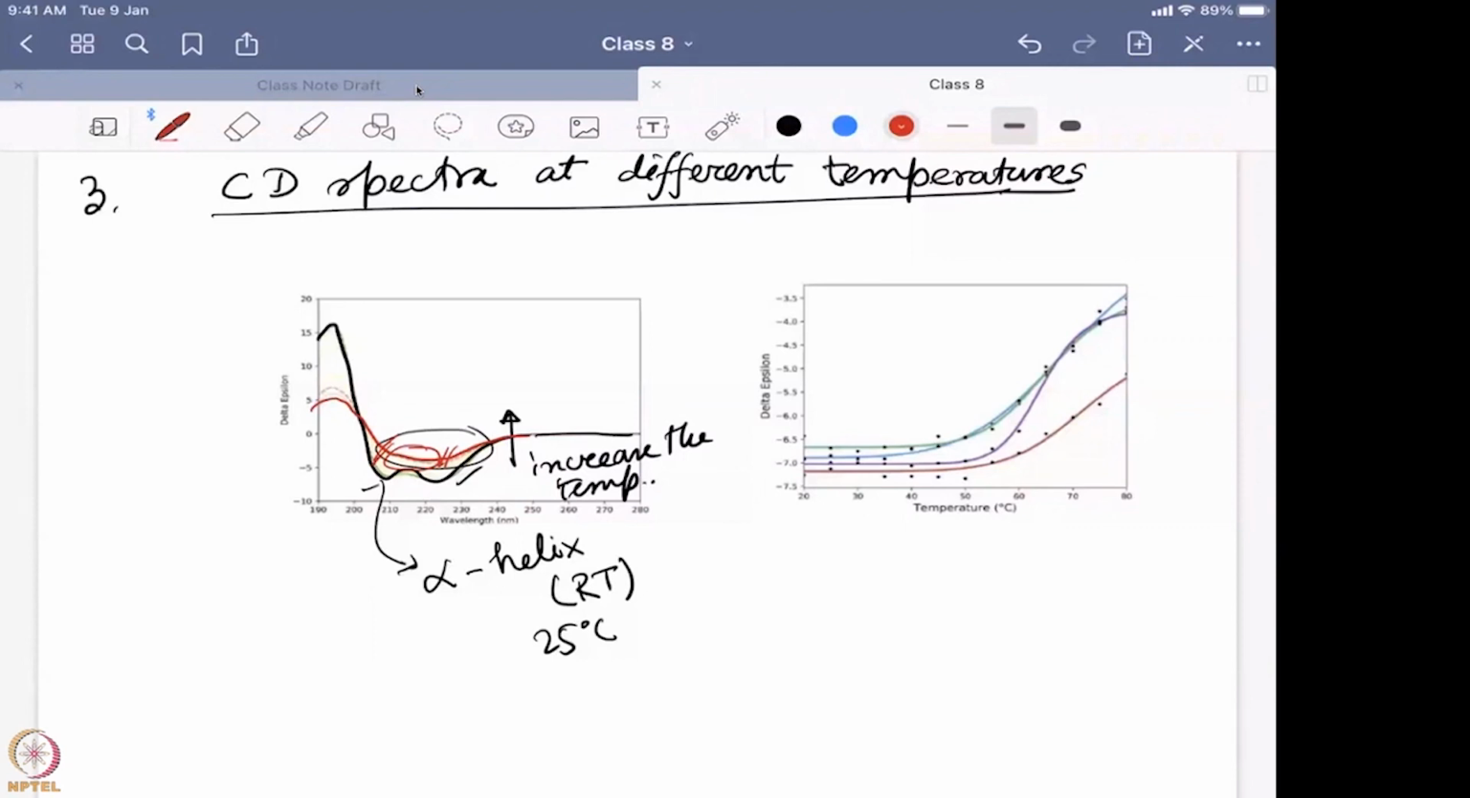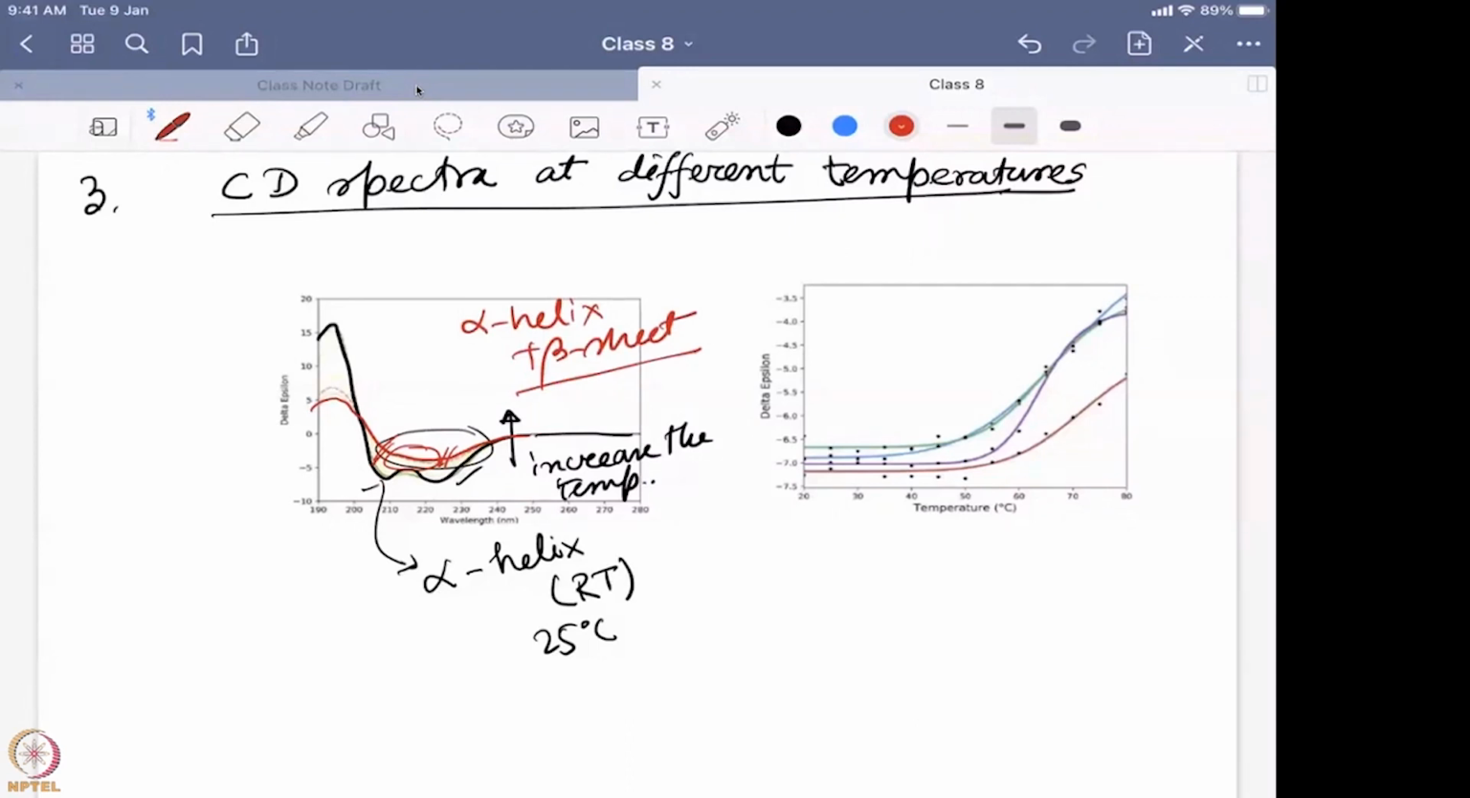So as we increase the temperature, it goes to a mixture of alpha helix and beta sheet. And again, you can do computational calculations and find out how much is beta sheet and how much is alpha helix. You can see the majority is beta sheet now. But the important part is that it is losing its shape. It is going from alpha helix to beta sheet.